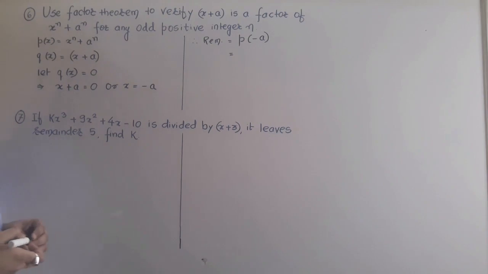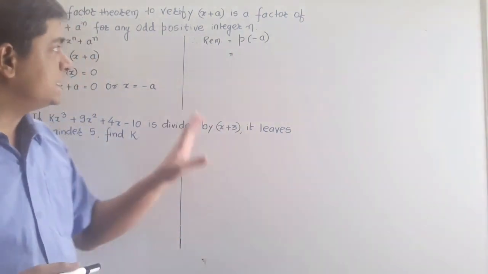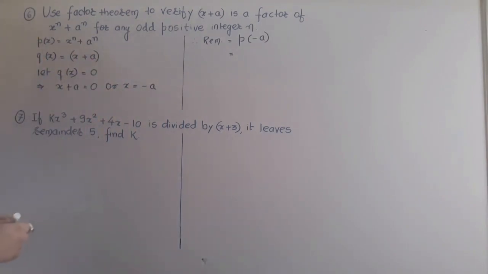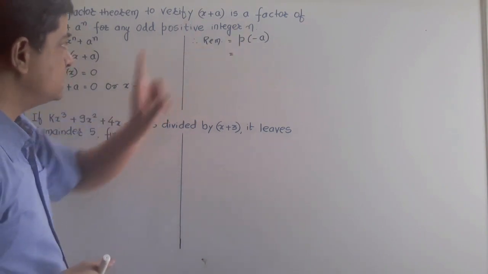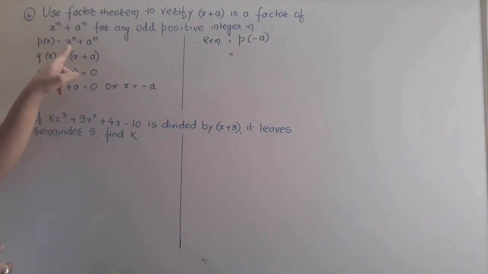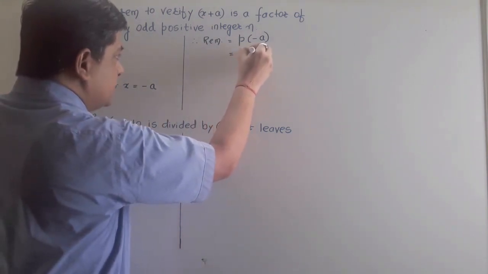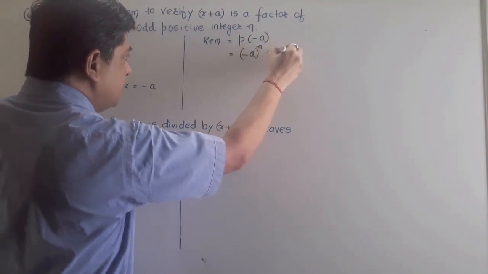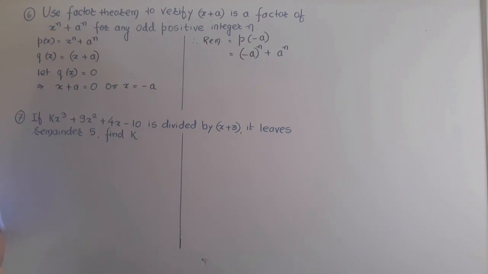Now see, here I am just finding the remainder. If the remainder comes 0, I can say that yes, q of x is a factor of p of x. So let us find the remainder. To find p of minus a, in p of x I put x equal to minus a. So x to the power n becomes minus a whole to the power n, plus a to the power n.